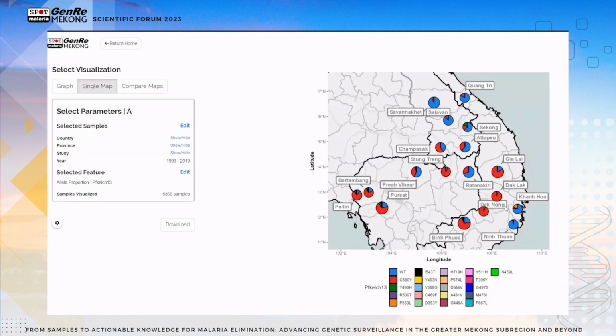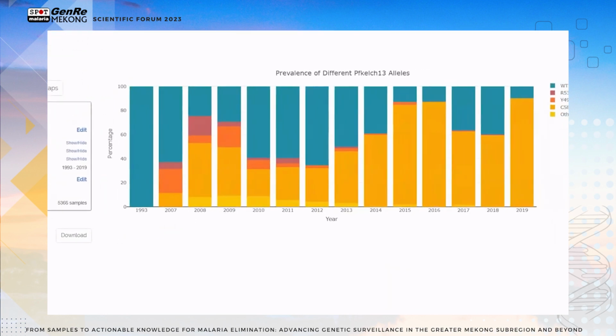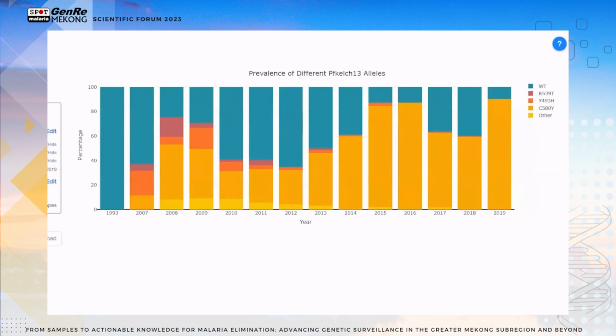Right. What if I would like to see it not geographically, but for the proportion of Kelch alleles for different years? So what I can do is I can go back to graph. And here I can see the proportion of 4 different alleles, and the other one aggregated, over time, with the 3 countries being aggregated.